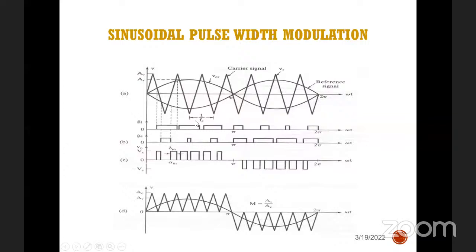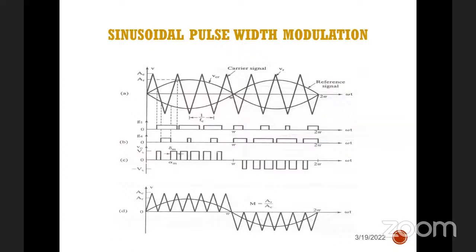Like that, if you see the output voltage, we give gate pulses G1 and G4. The output voltage is also in the form of pulses, but the width of each pulse is different. Now if we change the carrier signal frequency, for example doubling it, we get double the number of pulses during the positive half cycle, and from pi to 2 pi also. So more pulses we are going to get. This is known as the sinusoidal pulse width modulation technique.